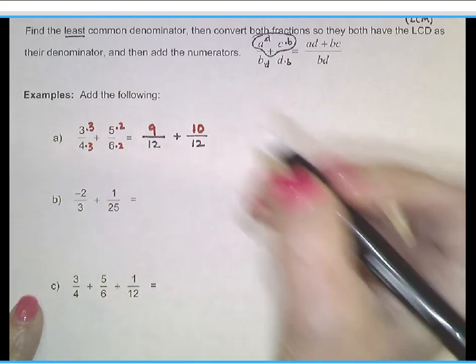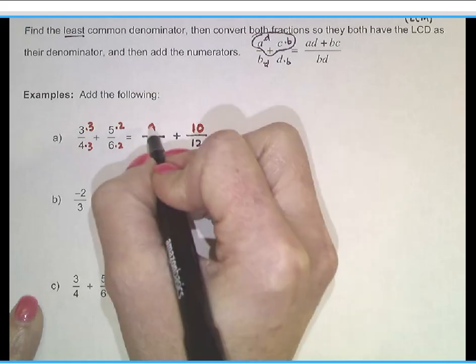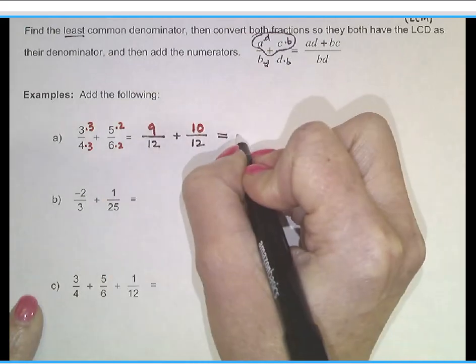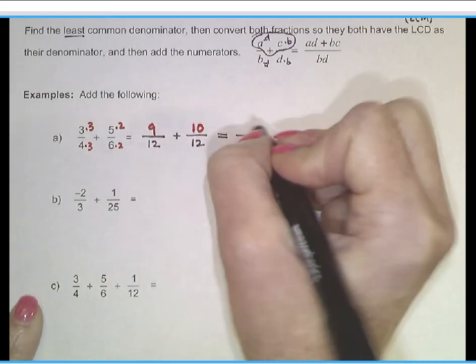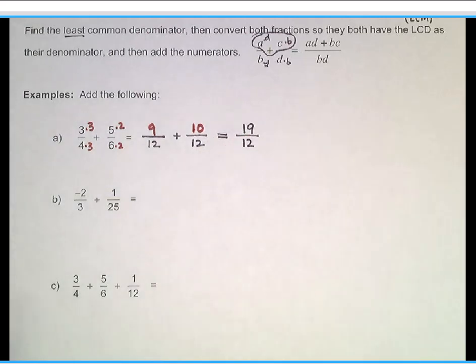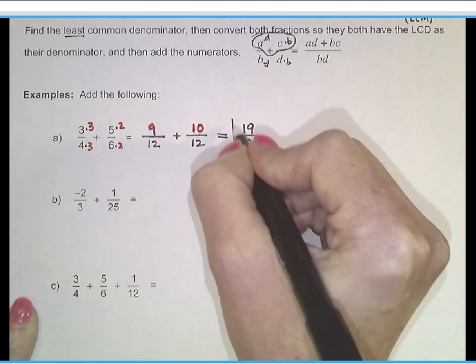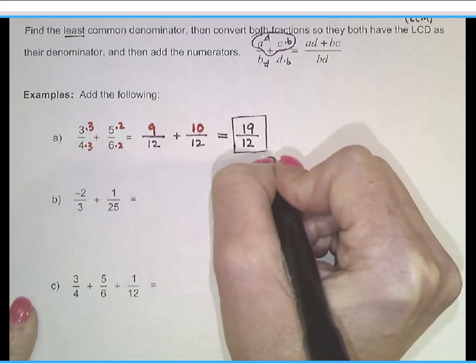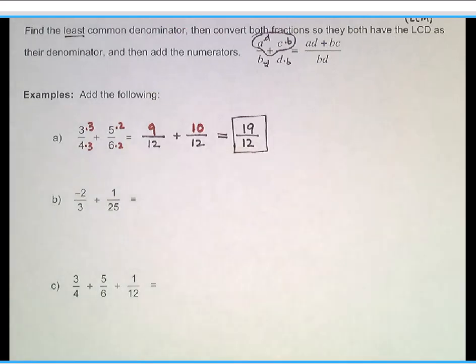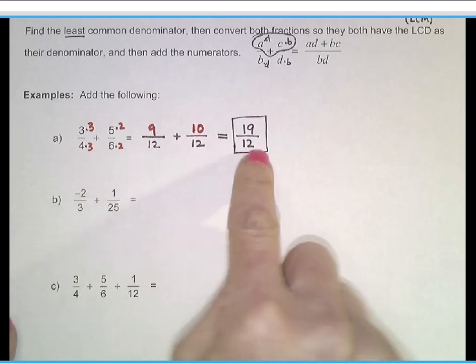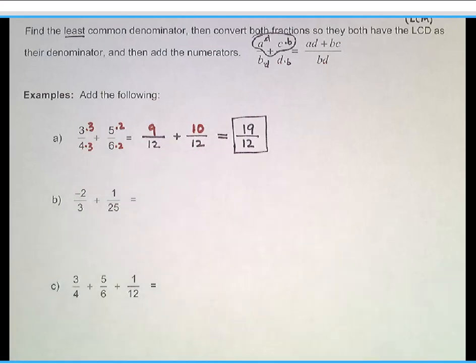And then what you can do is simply add the numerators. Now that we have the same denominator, we're going to get 19/12. And that's an improper fraction, and we're just going to leave it improper for right now. That's not the only way to work the problem. You could have used 24 as a common denominator. You could have used something way bigger, 240 if you felt like it. But the smaller you keep it, the less simplifying you'll have to do at the end.